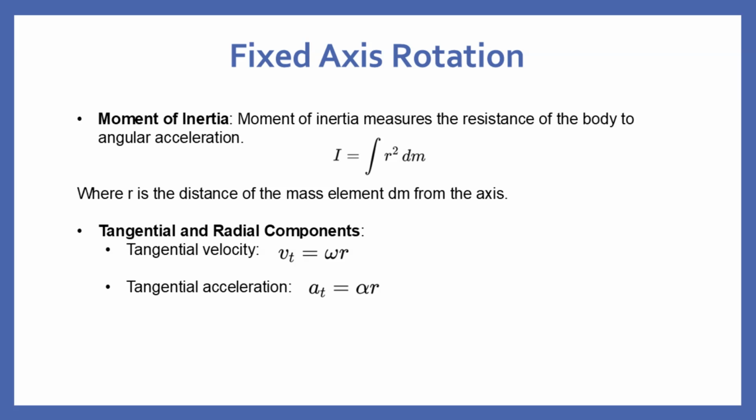In terms of tangential and radial components, the tangential velocity is the product of the angular velocity and the radius. The tangential acceleration is the product of the angular acceleration and the radius. These concepts help us understand the dynamics of rotating objects, such as wheels and gears.